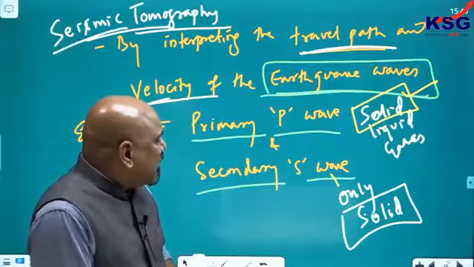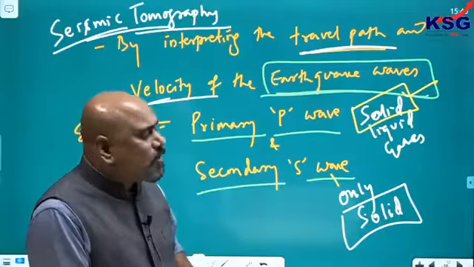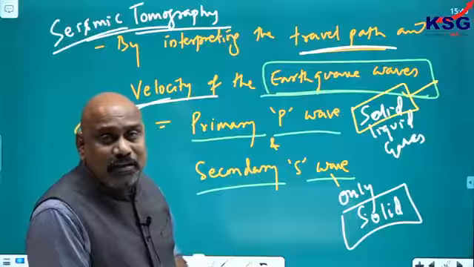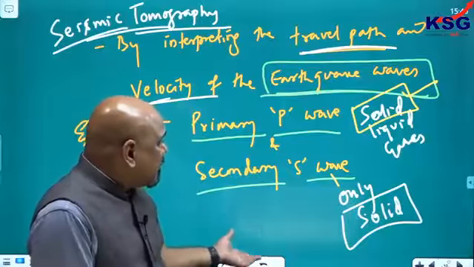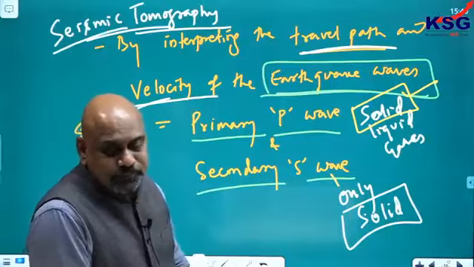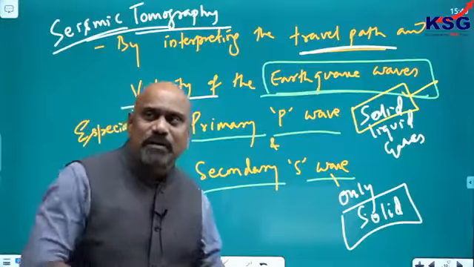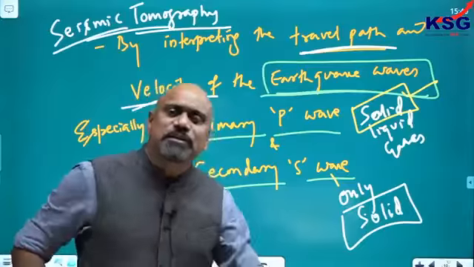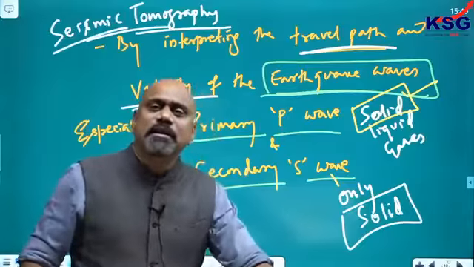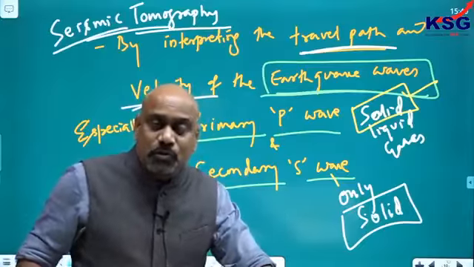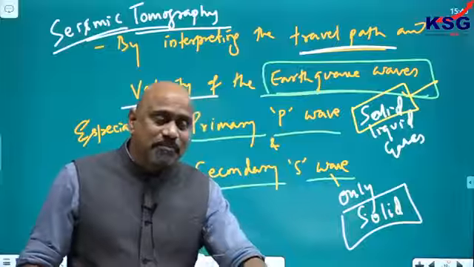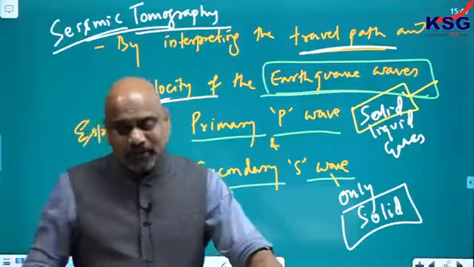Secondary wave or S wave can pass through only solid, it cannot pass through liquid or any other gas or any other medium. Secondary wave can pass through only solid, S wave. So, if somewhere the S wave is not passing through this region, it means it is a liquid one. So, careful observation of seismic tomography is very important.